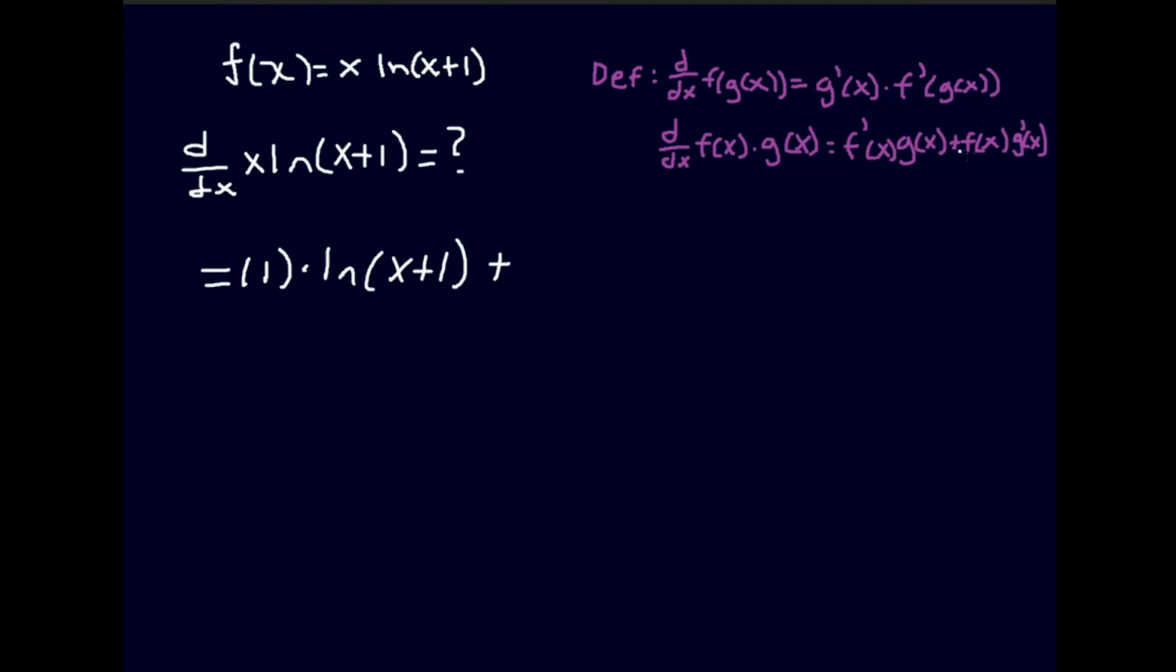Plus, now we leave the x on its own. And we're going to need to take the derivative of our g of x, which in this case is ln of x plus 1. So if you've never seen the derivative of ln before, let me just write it here. So d by dx of ln x equals 1 over x. And this is actually using the chain rule.